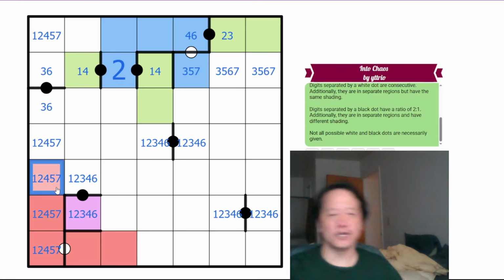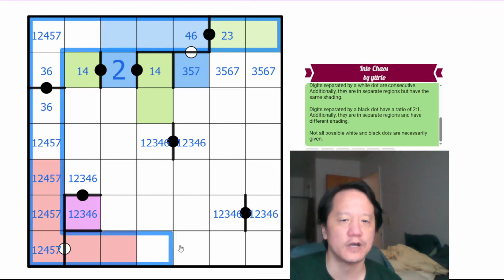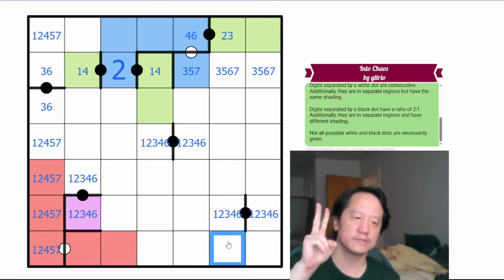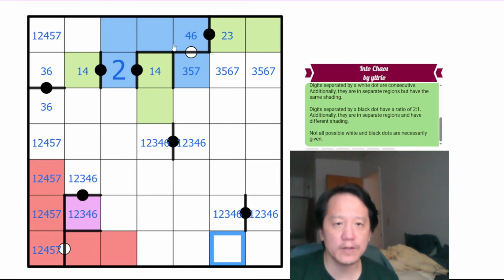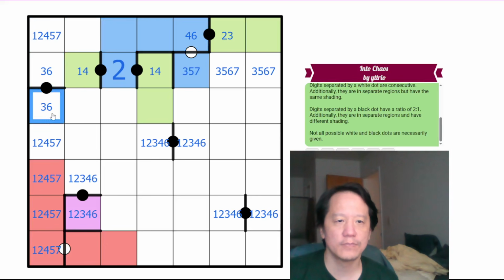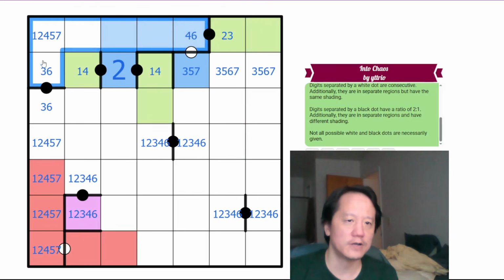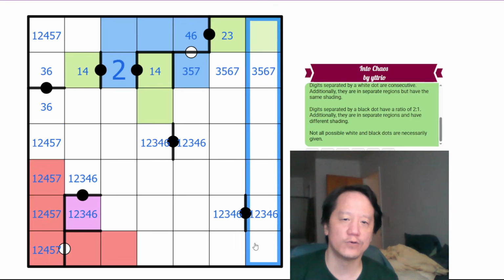We have a change of shading here. On the edge of a grid for yin-yang shading, you can only change shadings twice or 0 times. And the reasoning is just how it works. To connect orthogonally, you can only change shadings twice. So this is a change of shadings, this is a change of shadings. Those are the only changes of shadings we have. Therefore, all of these are the same.